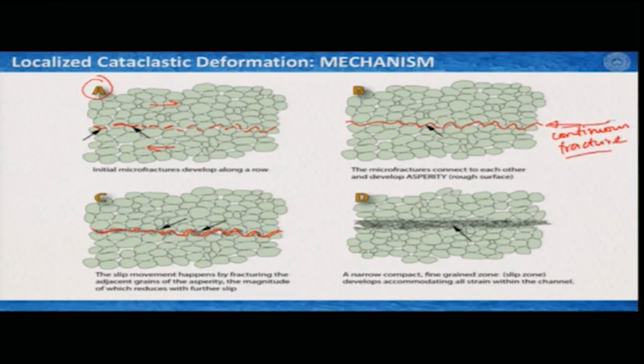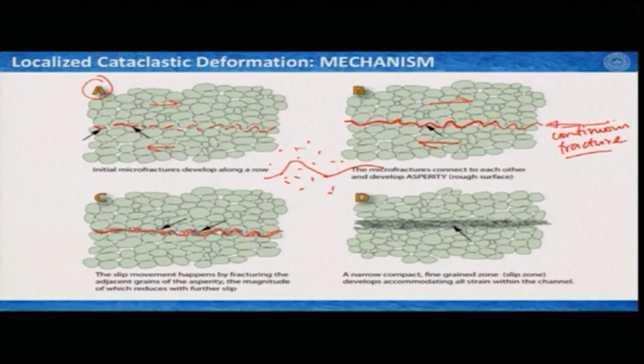Now, these continuous fractures act as a weak zone. So, if the shear continues, then along these fractures, these two blocks are separated and they try to slide past each other. Now, what we see here is that this red line is not very straight. You can clearly see that if I try to draw it here, this is a fracture, and I have some grains here and some grains here.